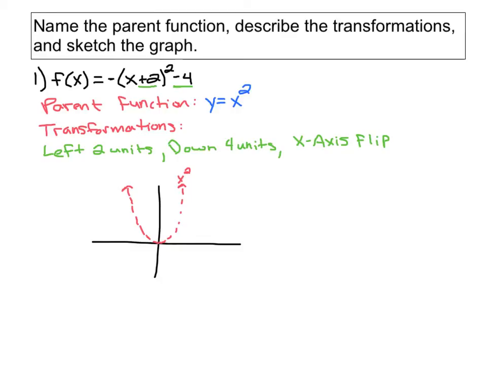Now, looking back into the order of transformations, we got x-axis flip that goes first. So we're going to take this graph, we're going to flip it over the x-axis. So all this stuff is going to flip to this side. Okay, so I'm just going to do a rough sketch because it's not final yet.